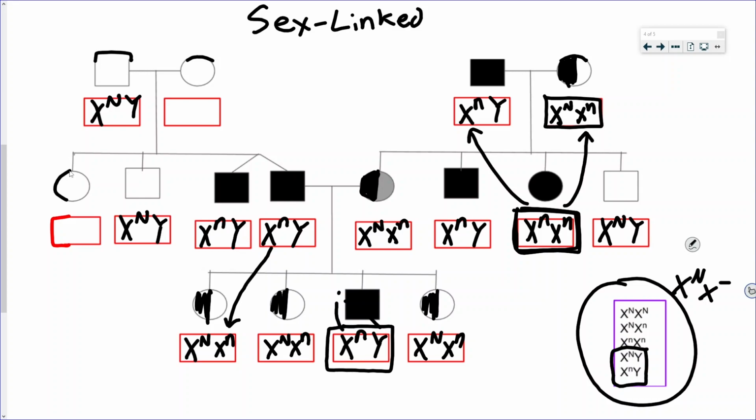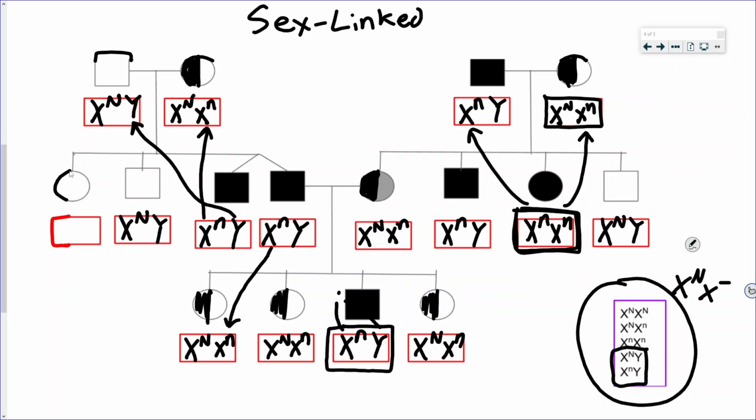And so because she's two lowercase, she had to receive one of her lowercase from mom and another one from dad. The final ones to fill out are over here on the left-hand side. I'm going to use the same logic I used before in knowing that this son would have received the Y from his dad, which means the lowercase x had to come from mom. The other one from mom has to be a capital because she was not shaded to begin with. That tells me that mom must be a carrier.